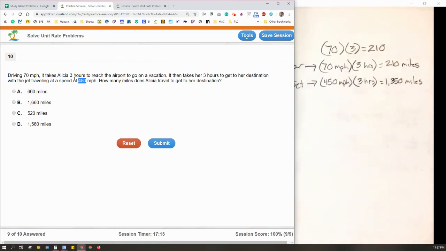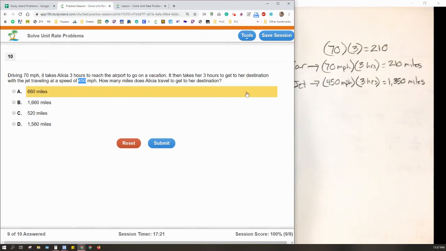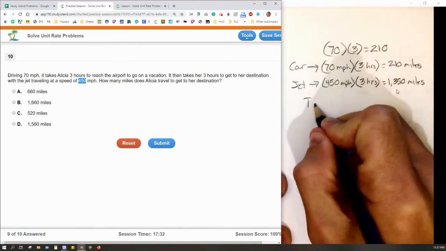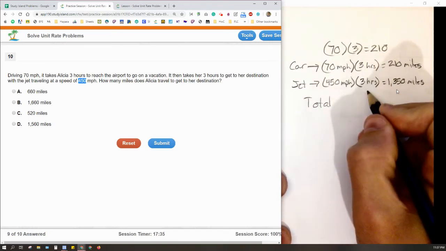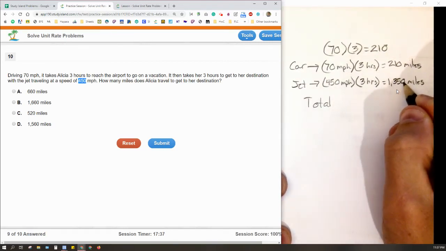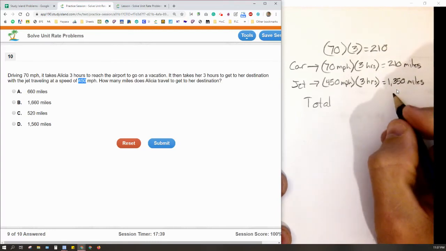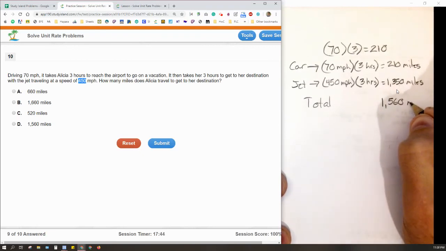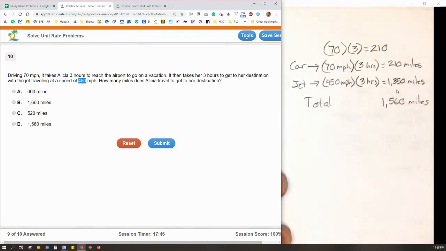Okay, 400 times 3 is 1,200, and 50 times 3 is 150. 1,200 plus 150 is 1,350. So this is what we're looking at here. We got the car at 210 miles. We have the jet at 1,350 miles. Adding them together, we should get our answer, and we get a total of 6 hours, and 1,350 plus 210 is 1,560 miles. And she did that all in 6 hours.